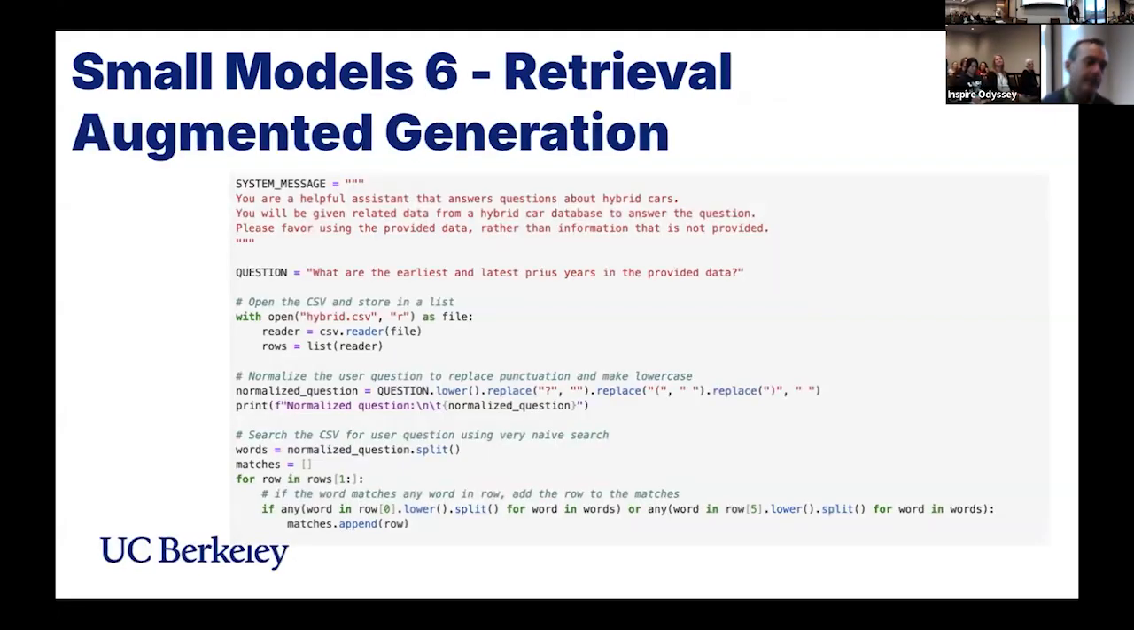So the last thing that we all need to learn, RAG, retrieval augmented generation. This is the last step that we need to learn. And this one is a simple one that says, you're a helpful assistant that answers questions about hybrid cars. And then you say, hey, model, read this CSV, hybrid.csv. And that's going to have car models and how many miles per gallon they get.